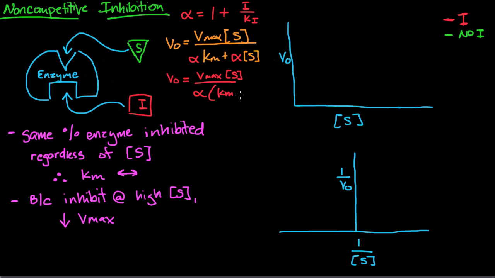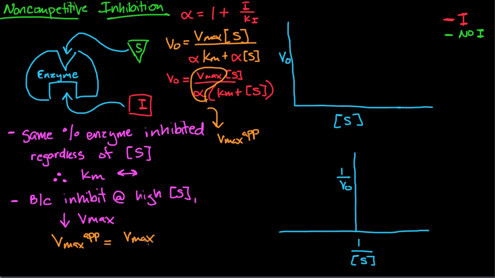What you'll notice is that this Vmax over alpha term, this is now Vmax apparent. Okay, so the Vmax goes down. The Vmax apparent, or the Vmax observed, is equal to the true Vmax divided by alpha.